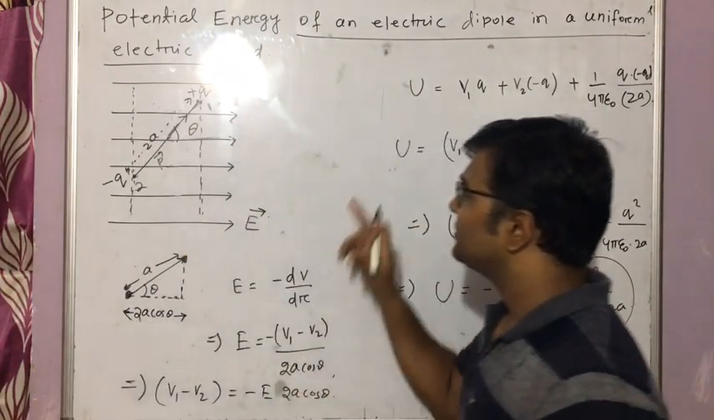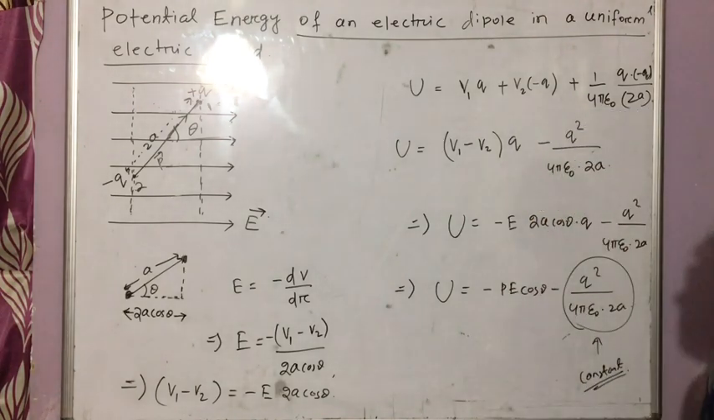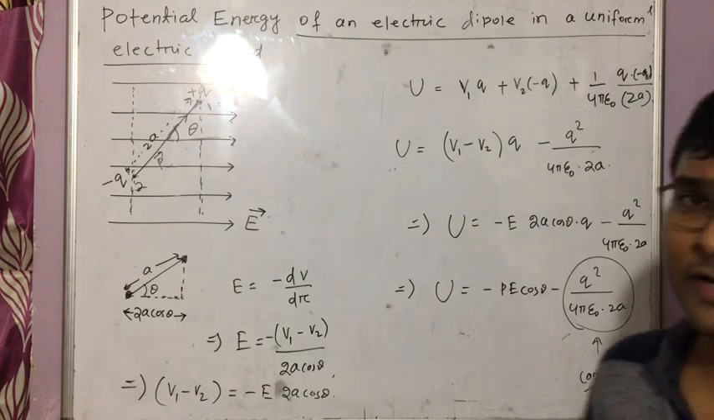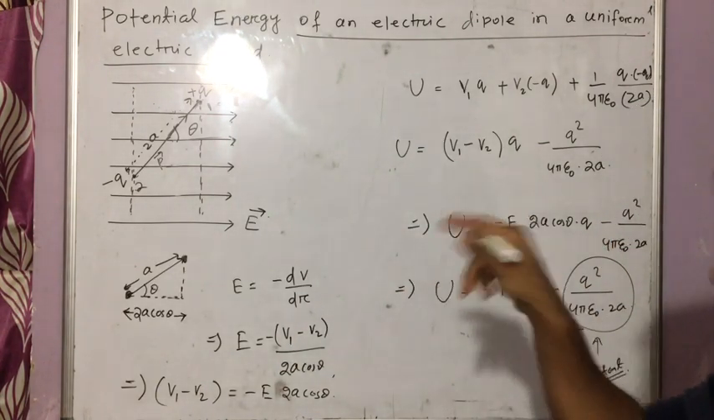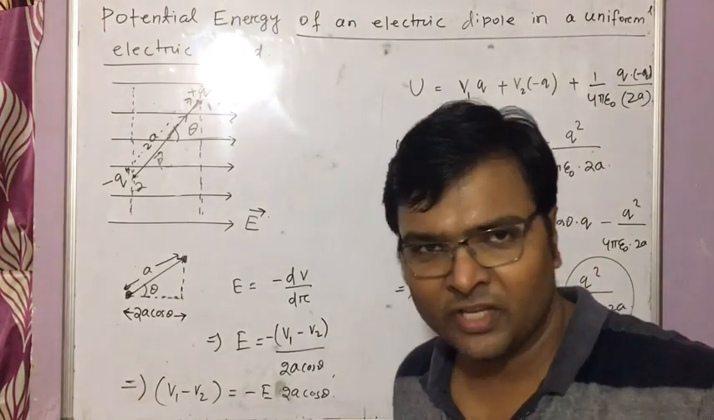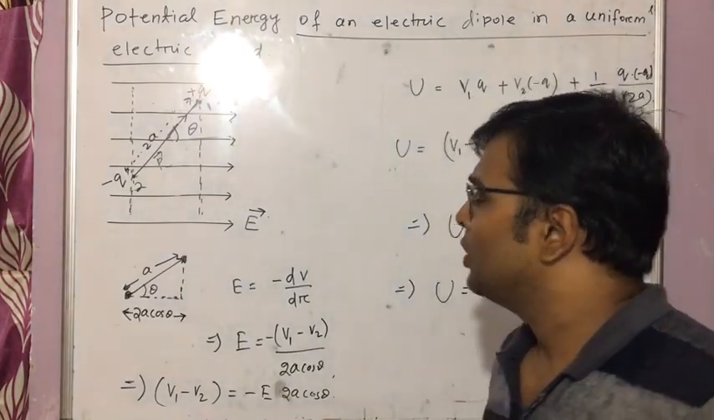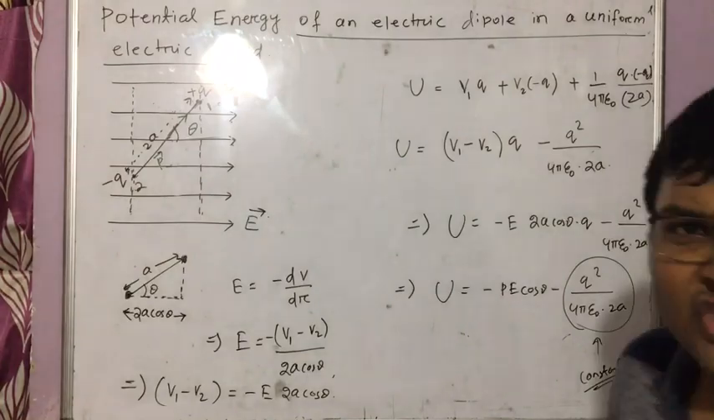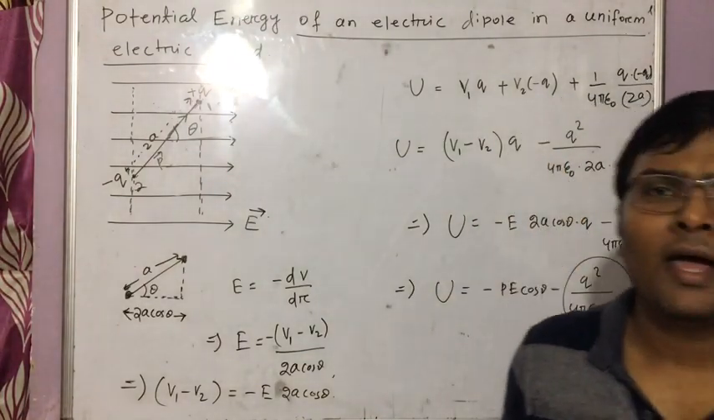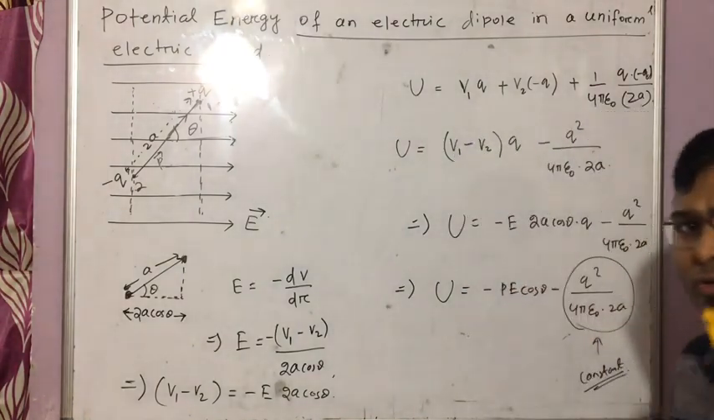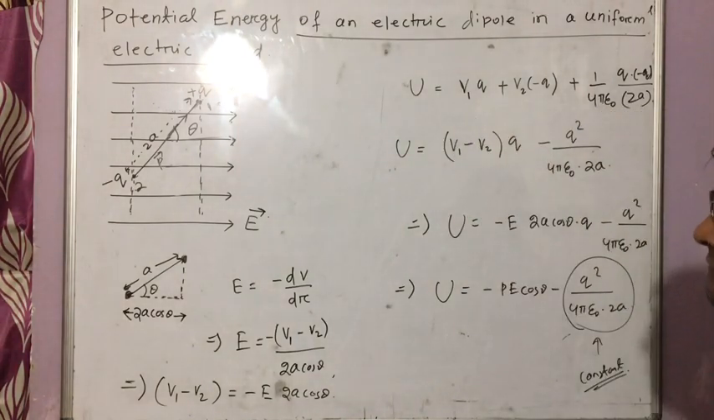Now, this is the second method. We can calculate the potential energy of an electric dipole in a uniform electric field. Why is the second method needed? Because in the first session today, I explained the potential energy of a two-charge system in an external field. So using that formula, we can also derive it here.